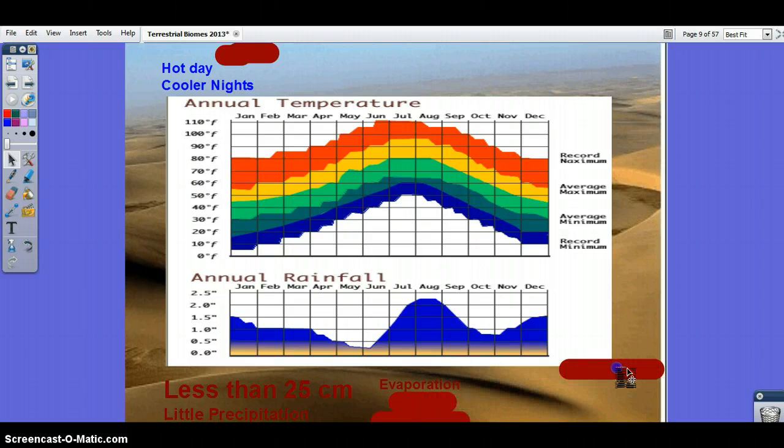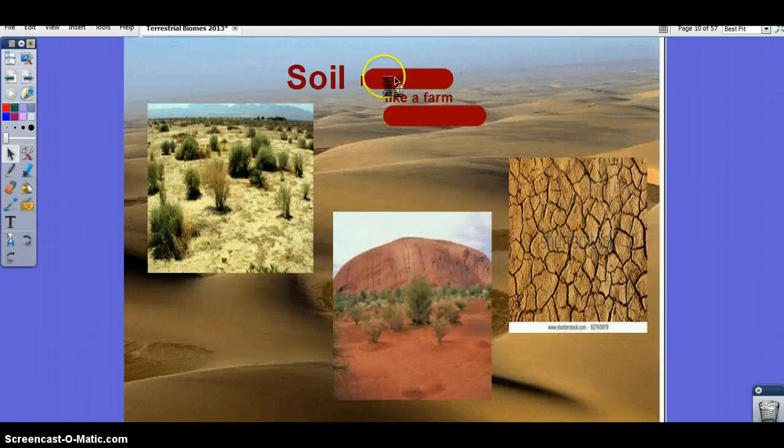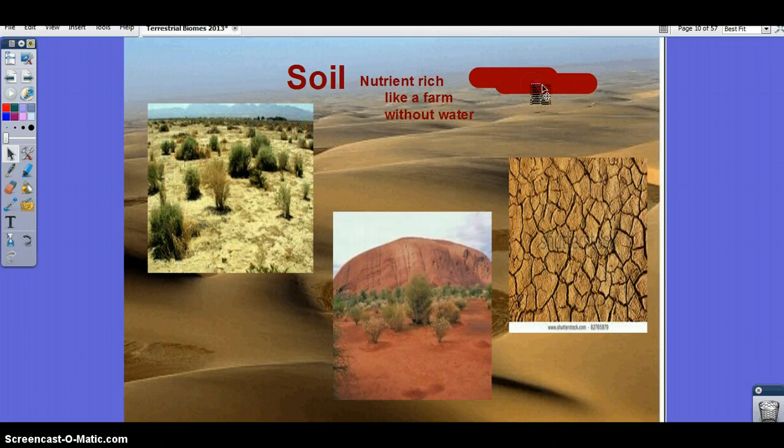They have very, very little precipitation, and when it does rain, a lot of the precipitation will evaporate. So the evaporation rate exceeds the rainfall rate. So water will never even hit the ground. It'll go right back up. The soil in a desert is actually rich with nutrients. It's like a farm. It's just a farm without water.